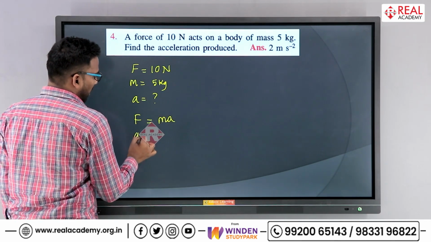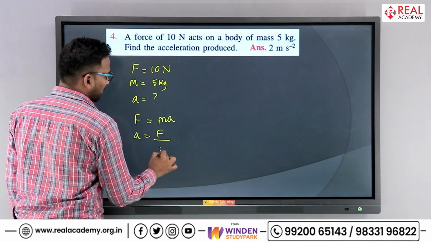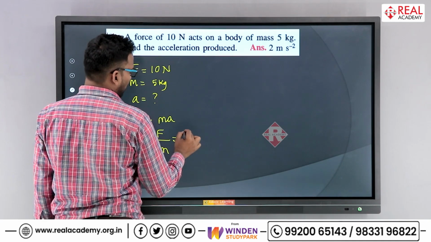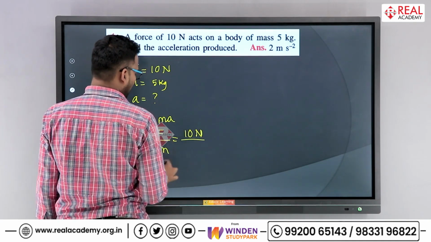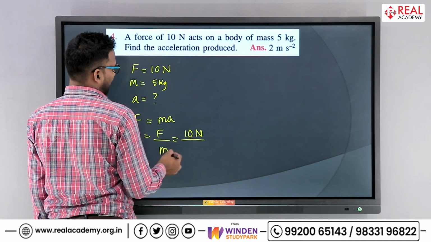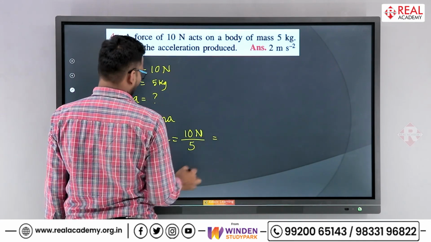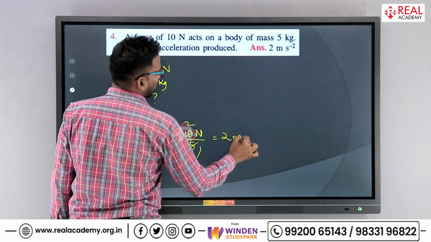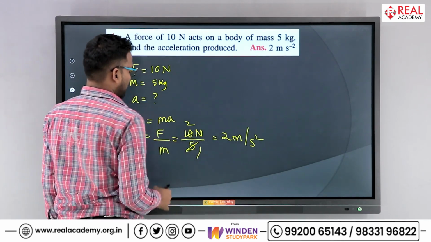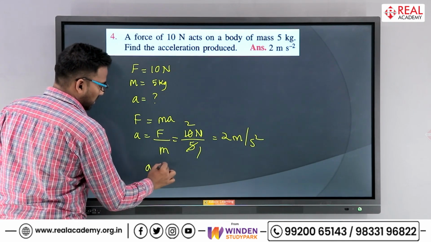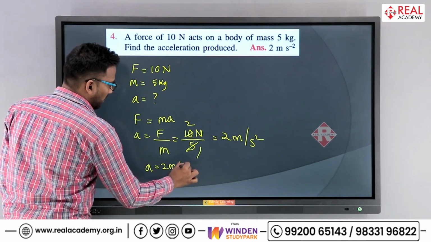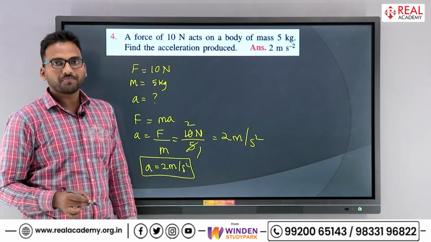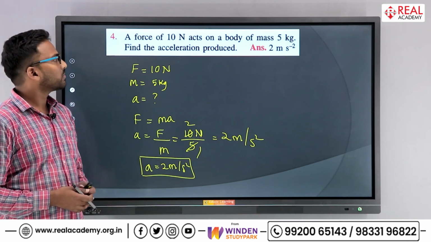Then what about a? a is equal to F by m. What is the force over here? 10 Newton. And what about mass? It's 5 kg. So the answer would be, 5 ones are 5, 5 twos are 10, that is, acceleration is 2 meter per second square. Clear? Got this? Okay.